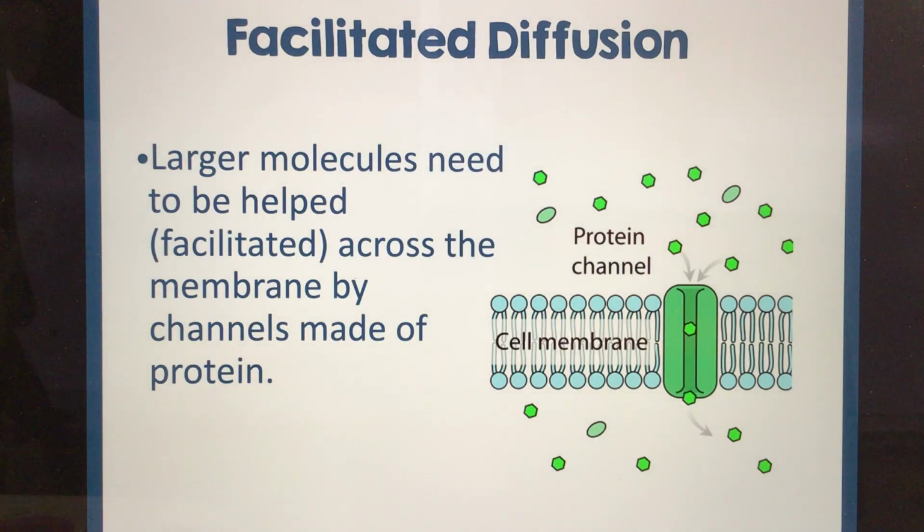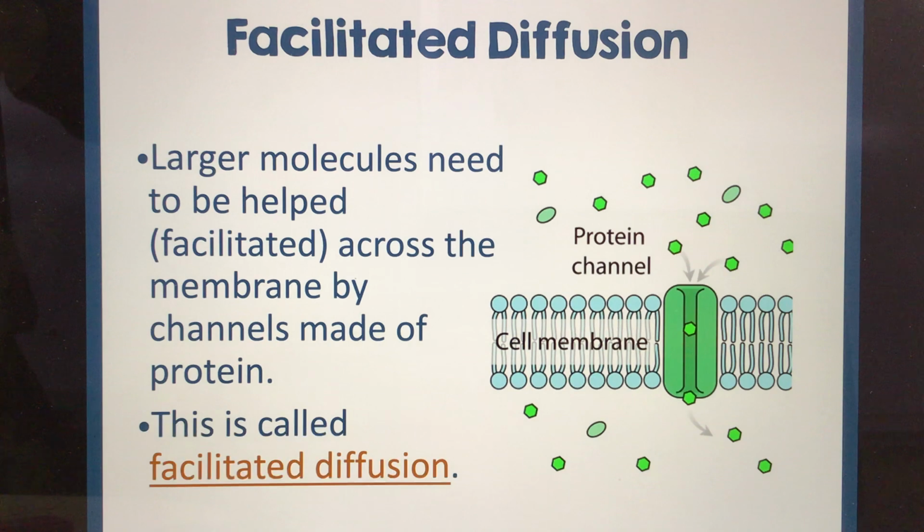So this is facilitated diffusion. Larger molecules need to be helped, so there's going to be some energy required here across the membrane by channels made of protein. So now we're getting a little bit more energy being used to pass through, and that's what it's called facilitated. Facilitated just means that there's help. There's energy now being used.